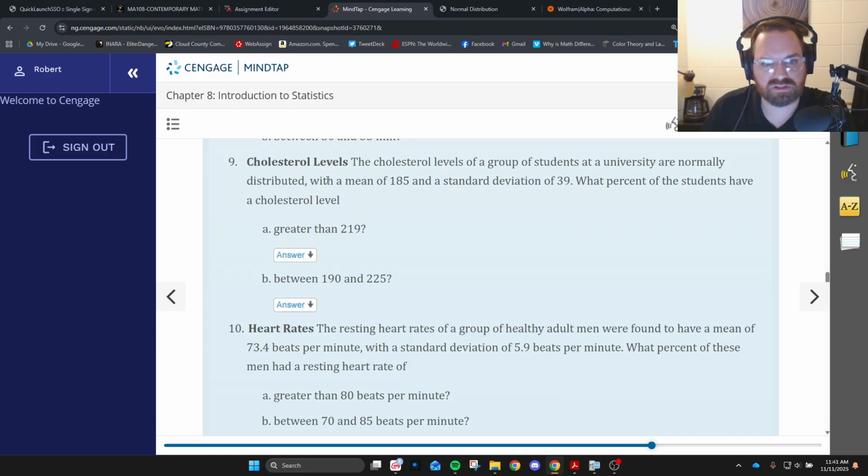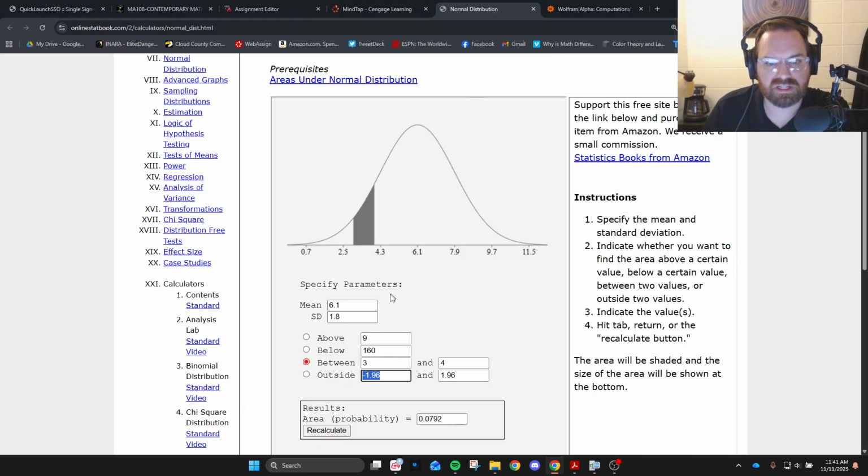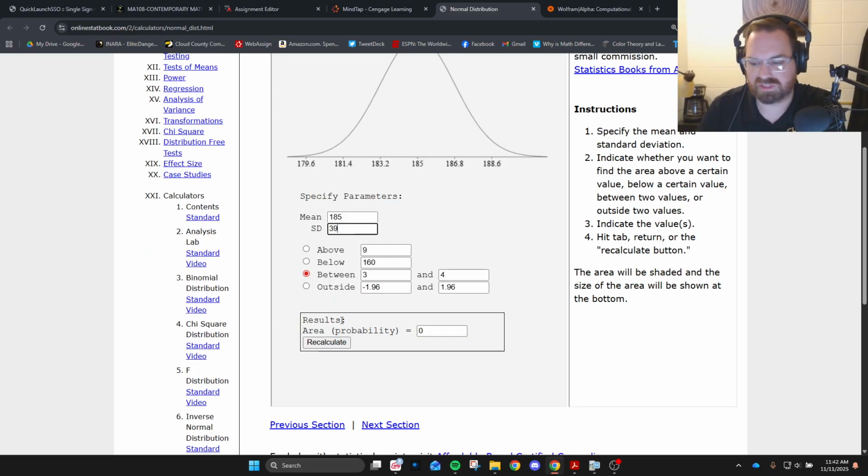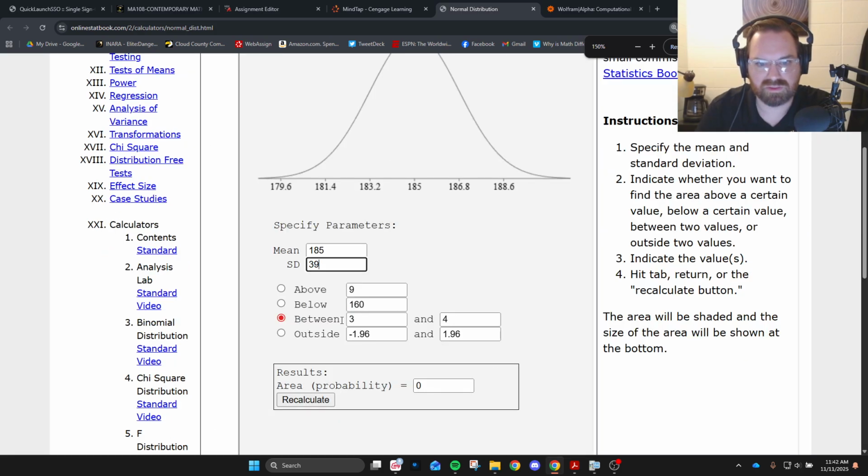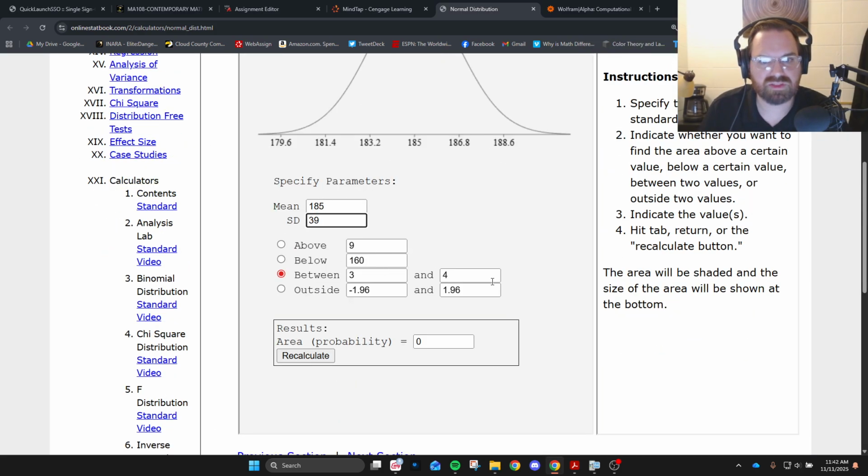Normally distributed, this is crucial, with a mean of 185 and a standard deviation of 39. So I'm going to plug 185 and 39 into the mean and standard deviation fields, 185 and 39 right here. I don't know if you can see that, so let me zoom in a little bit. There we go. Okay, 185 and 39.